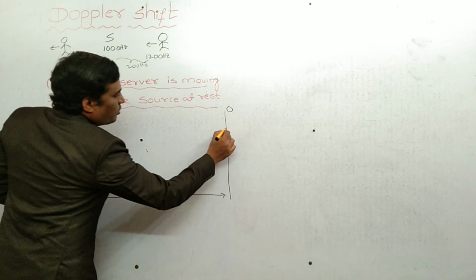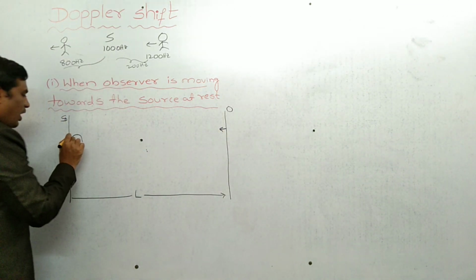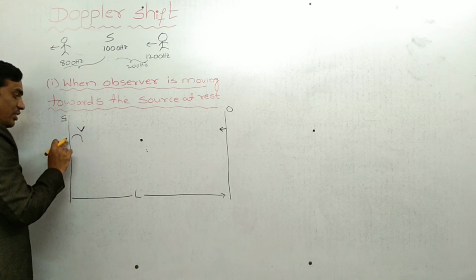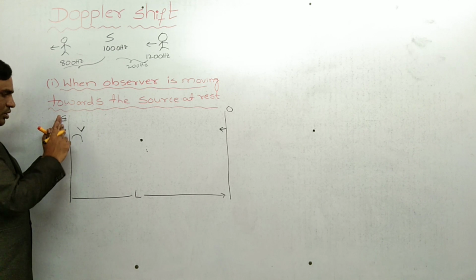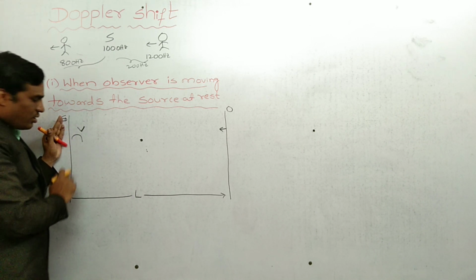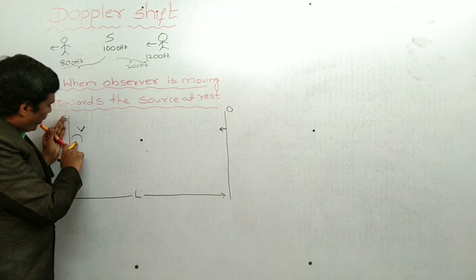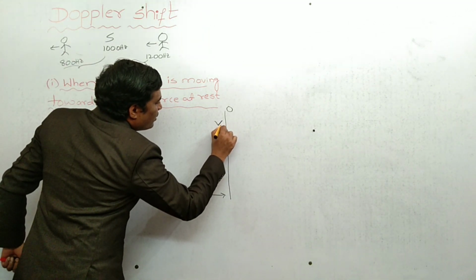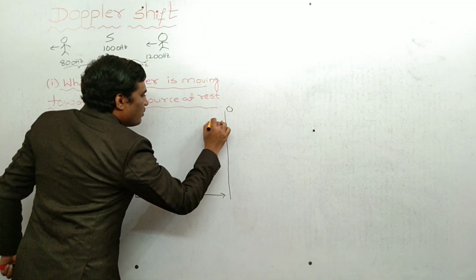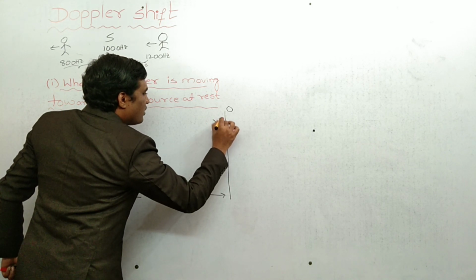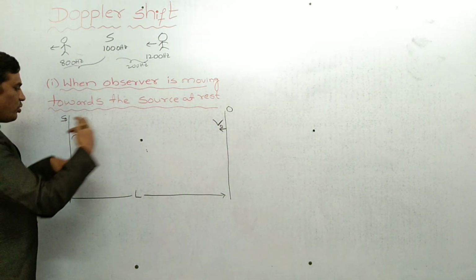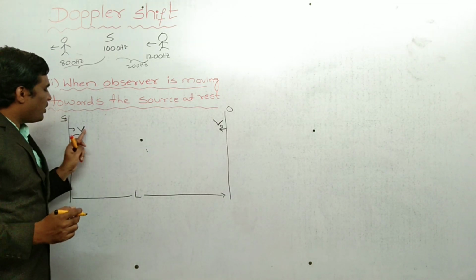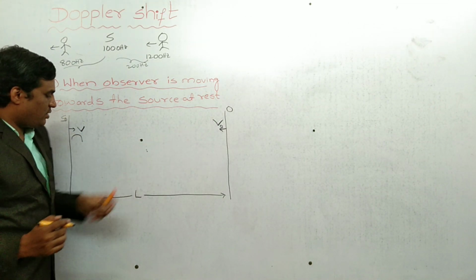Now it is in motion. The velocity of the sound wave is v. Source of sound is at rest position, but the velocity of the sound wave is v, and the velocity of the observer is v naught. Now they are moving towards each other. So what is the resultant speed? It means v plus v naught.